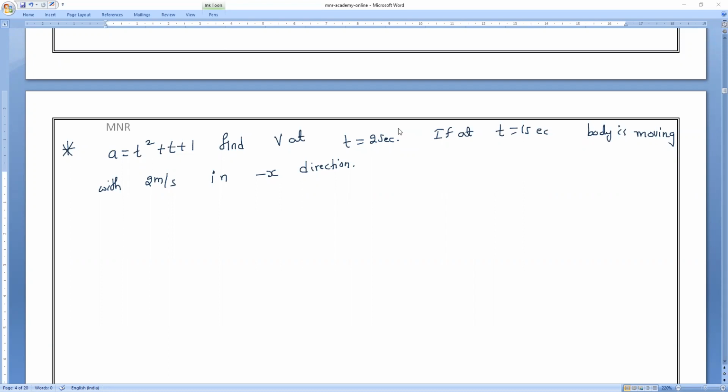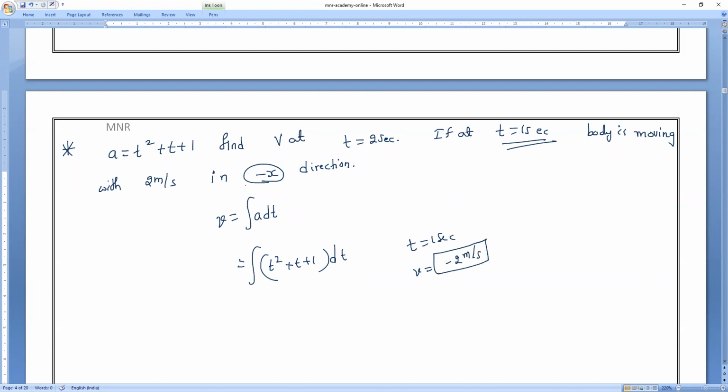Yes? Now, how to solve this question? Observe very carefully. They are asking us to find v. So we all know the formula: v is equal to integration of a dt. Yes or no? Substitute a dt. A value is t square plus t plus 1, dt. Clear? So it is an indefinite quantity, so we have to add a constant to the answer. And one more thing you see: at t equals 1 second, the body is moving in which direction? Minus x direction. Means velocity is equal to what? Minus 2 or plus 2?